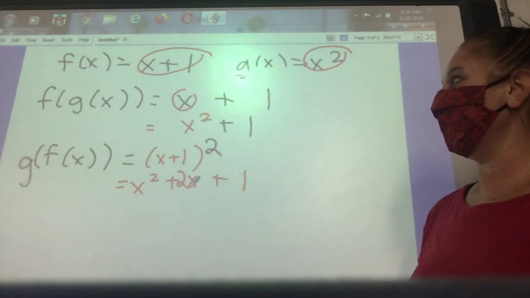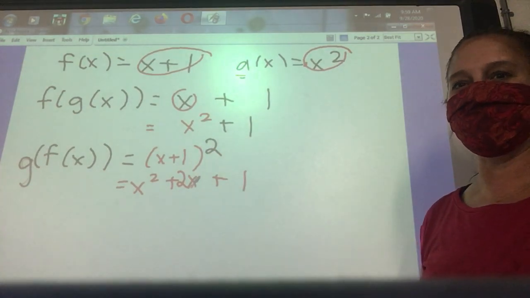Example 2, we're doing the same thing, but instead of x's, we're trying to replace it with numbers.